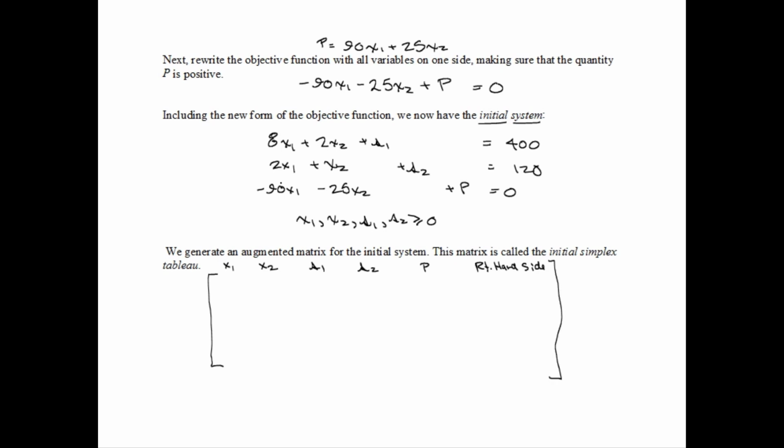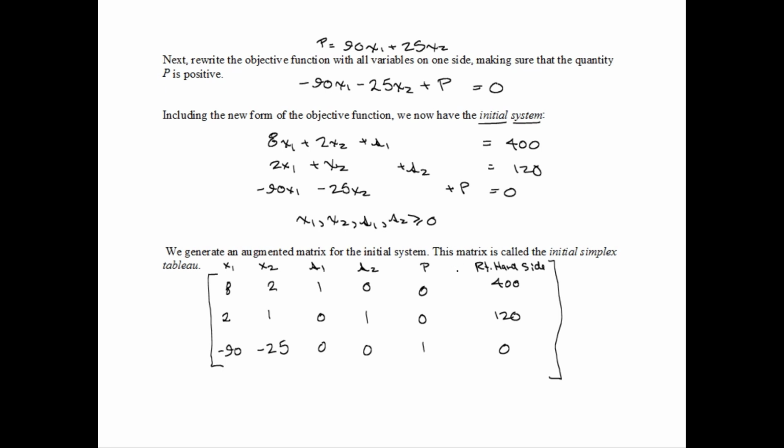Okay, so now we write the coefficients of x1, so that'll be 8, 2, negative 90. For x2, I have 2, 1, negative 25. s1: 1, 0, 0. s2: 0, 1, 0. p: 0, 0, 1. And now my right-hand coefficients: 400, 120, and 0.